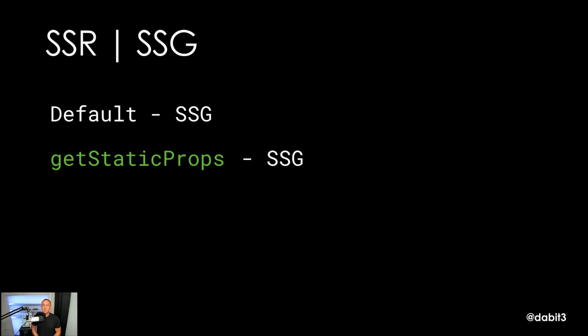GetStaticProps generates HTML as well as JSON files, both of which can be cached at the CDN at Edge for increased performance.